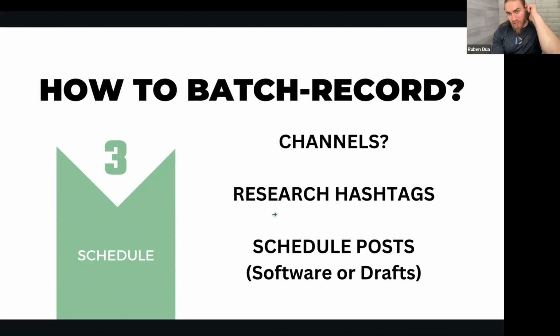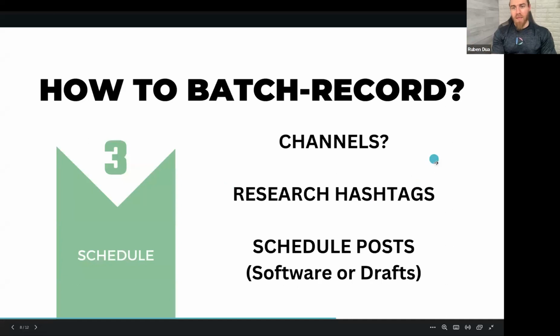Okay. Any questions on this scheduling phase, guys, on what channels you should be using, how you're researching your hashtags, what you should be doing, what should be included to help these videos get found, or actually scheduling your posts themselves using drafts features. If you guys are using any sort of scheduling software to do so, any questions or feedback are welcome at that point.